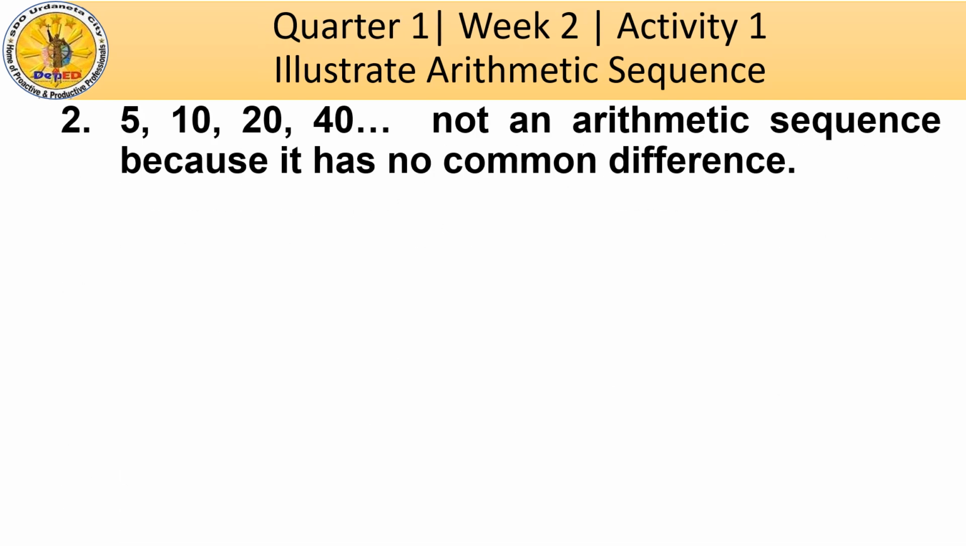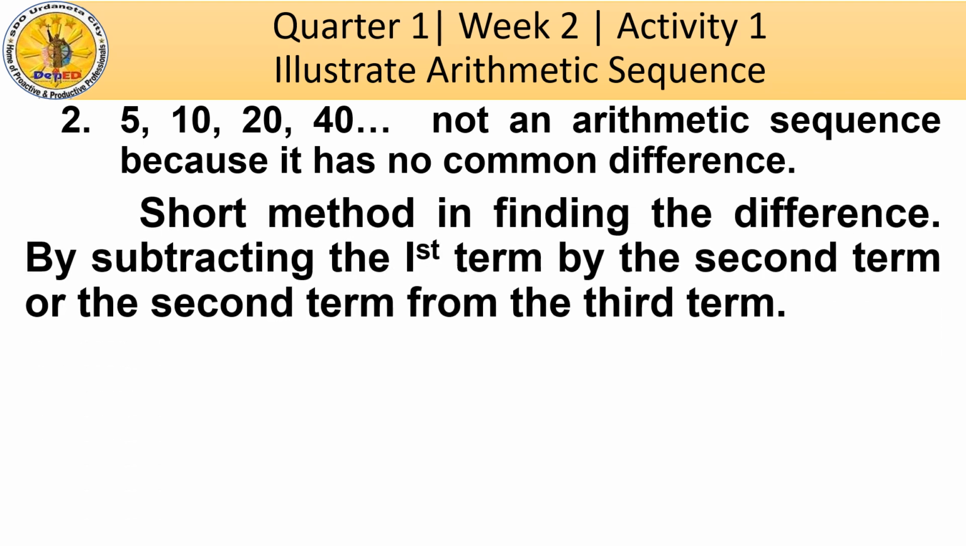Next, number 2: 5, 10, 20, 40. The illustration here has no common difference. So therefore, this is not an arithmetic sequence. Now we have the short method in finding the common difference by subtracting the first term from the second term, or the second term from the third term.